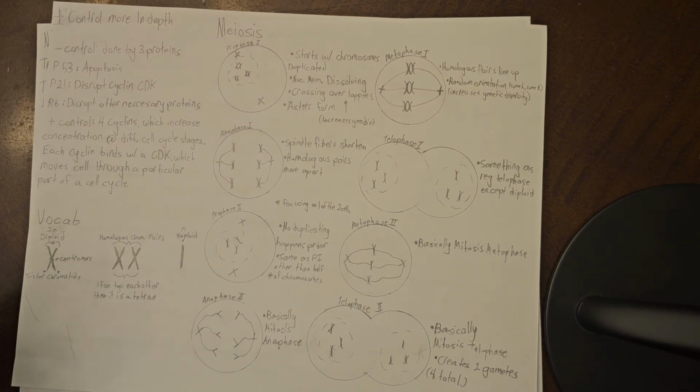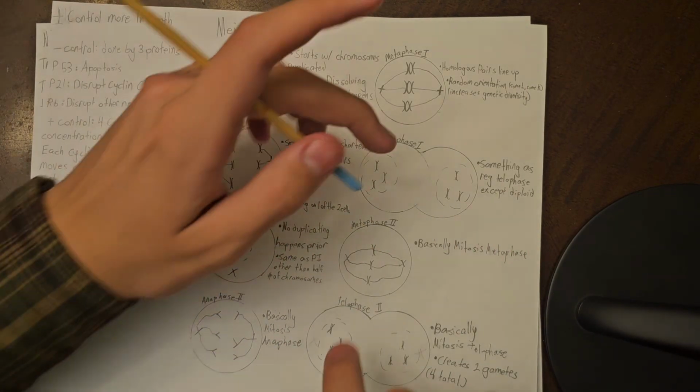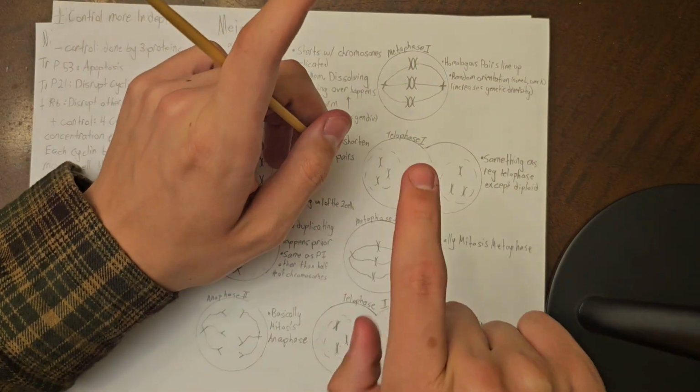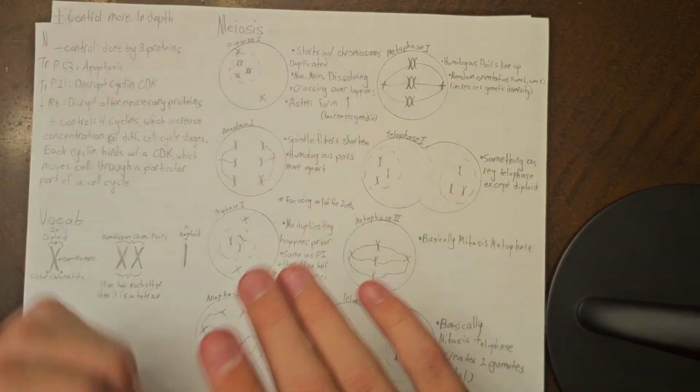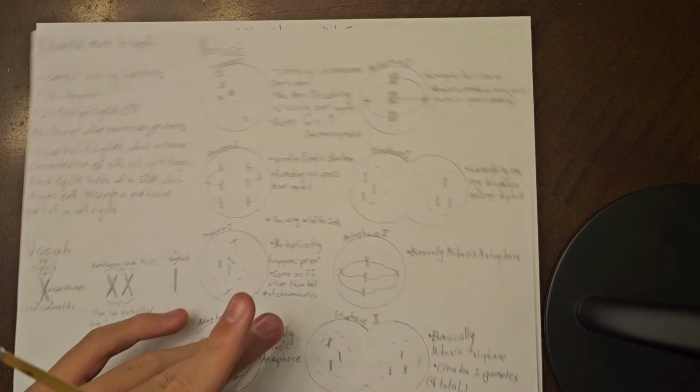And then we have telophase 2, which is basically mitosis telophase, and that creates 2 gametes of 4 total, right? So this cell makes 2 gametes, and this cell makes 2 gametes. So in total, there's 4 gametes made.